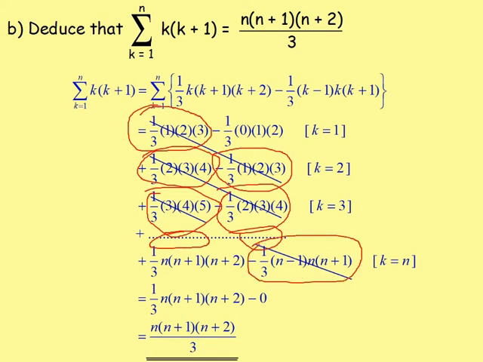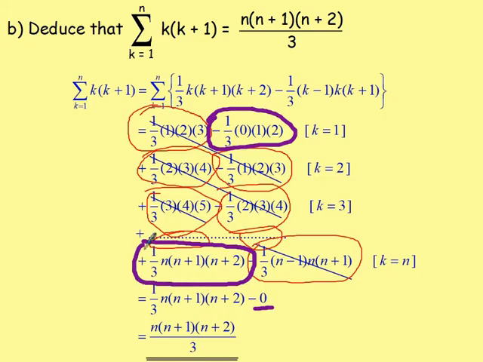And really all that it leaves you with, you can see, is this here, which is going to be take away a third times 0 times 1 times 2, which just works out to be 0. But it's leaving you with this very last one here, a third n plus 1 n plus 2, which is the same as n plus 1 n plus 2 over 3.